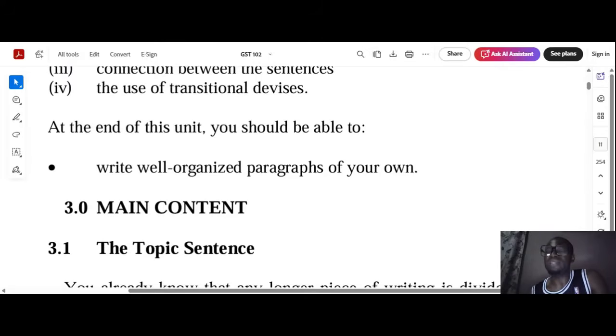Don't forget, I will keep reminding us from time to time that the focus of GST102 is to produce in you a good writer and a good speaker. It's as simple as that. Very simple. Good writer, good speaker. That is the work of GST102.